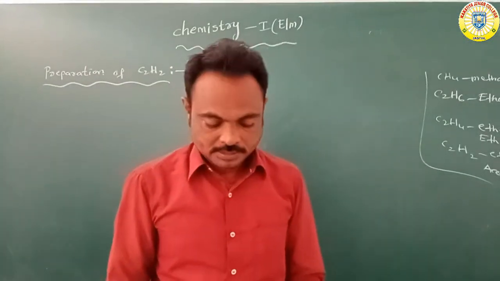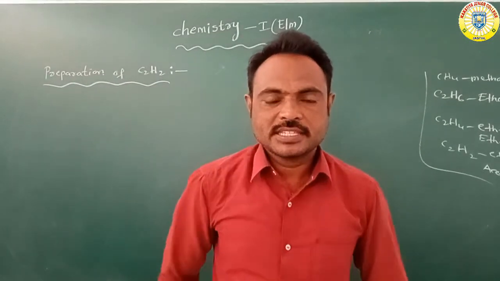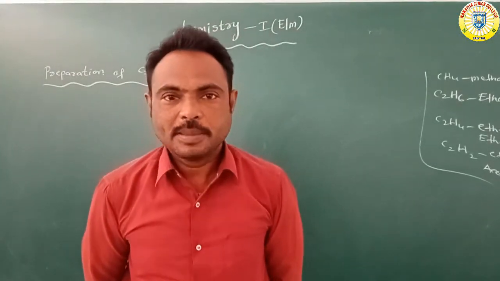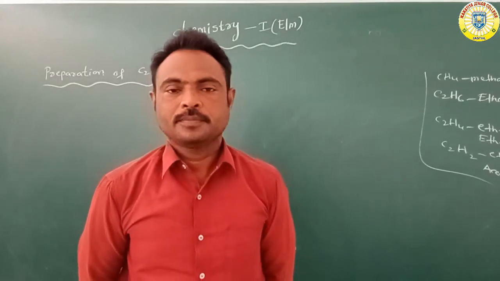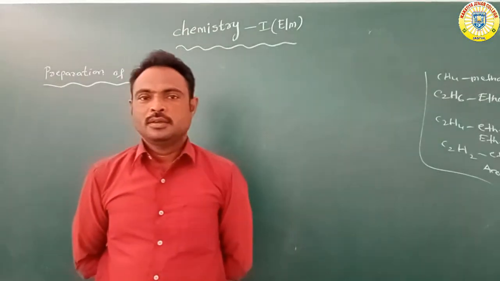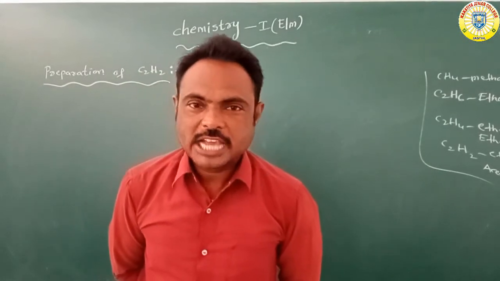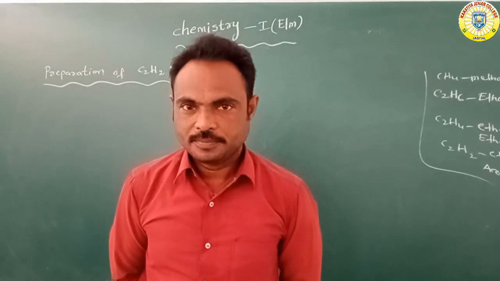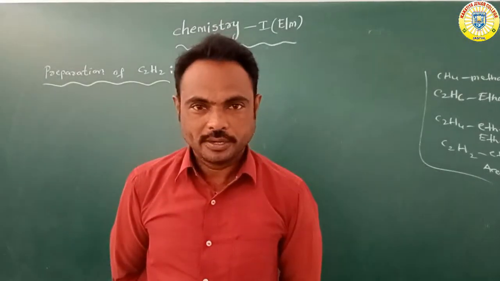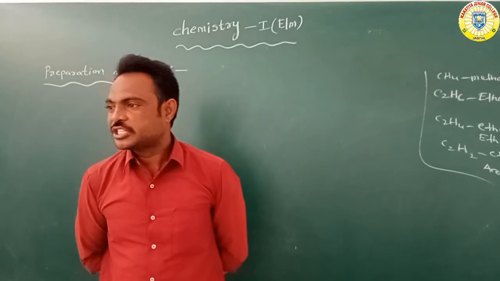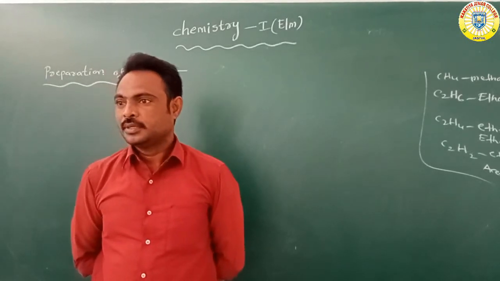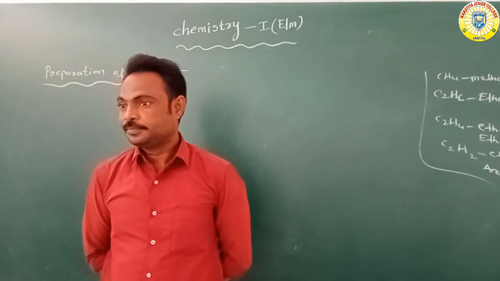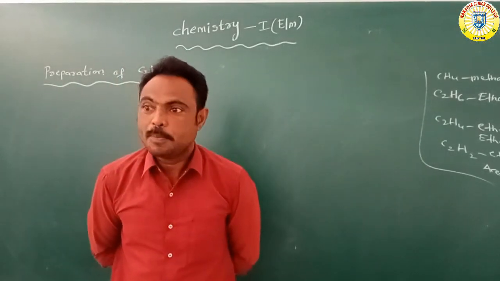Okay, good morning students. Last class we discussed the preparation of ethene and the chemical properties of ethene, or ethylene. Ethene reacts with a number of compounds like HCl and chlorine, and it reacts with oxygen. Next, ethene forms polymers. That process is called polymerization.